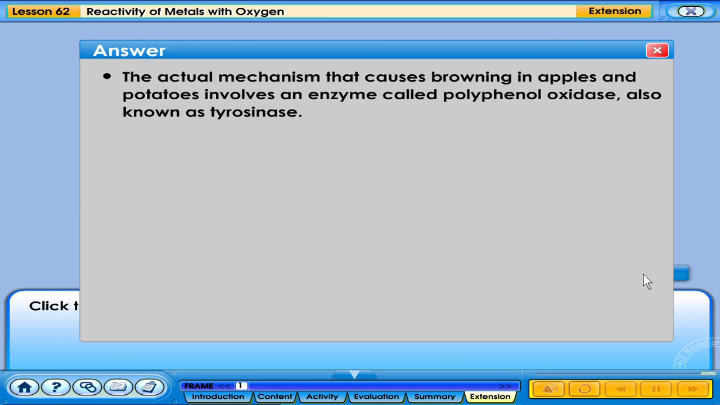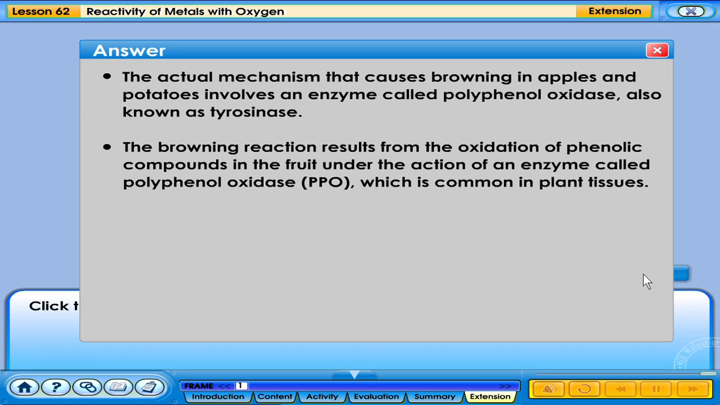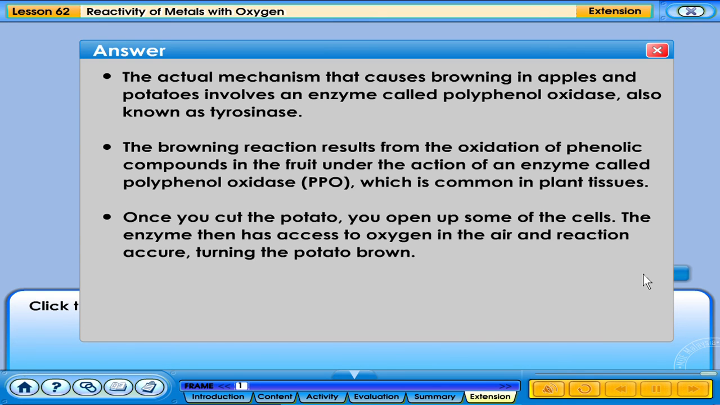The actual mechanism that causes browning in apples and potatoes involves an enzyme called Polyphenol Oxidase, also known as tyrosinase. The browning reaction results from the oxidation of phenolic compounds in the fruit under the action of an enzyme called Polyphenol Oxidase, or PPO, which is common in plant tissues. Once you cut the potato, you open up some of the cells. The enzyme then has access to oxygen in the air and a reaction occurs, turning the potato brown.